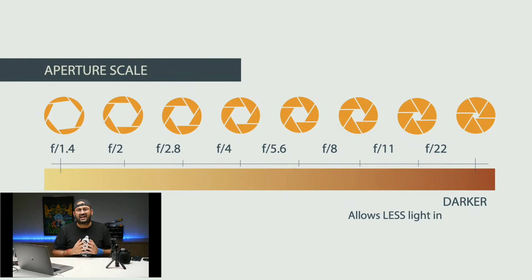That means you are actually reducing the amount of light that falls onto the sensor. Now, the larger the opening, of course, means you are getting more light onto your sensor, capturing more light on the sensor and on your image. And as you increase the number, you are reducing light and your image becomes darker.